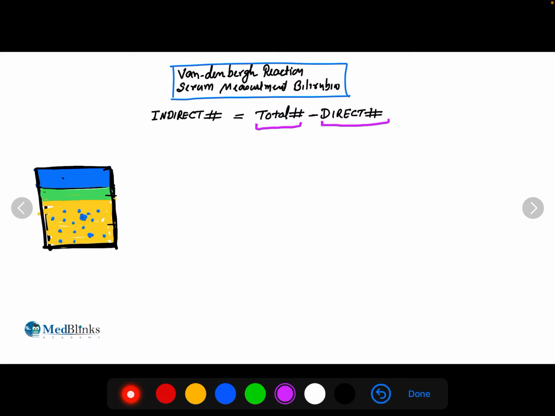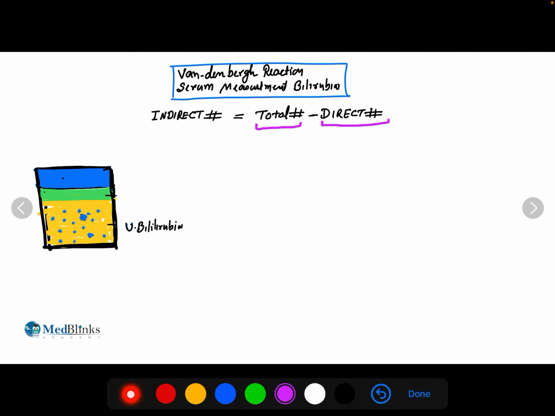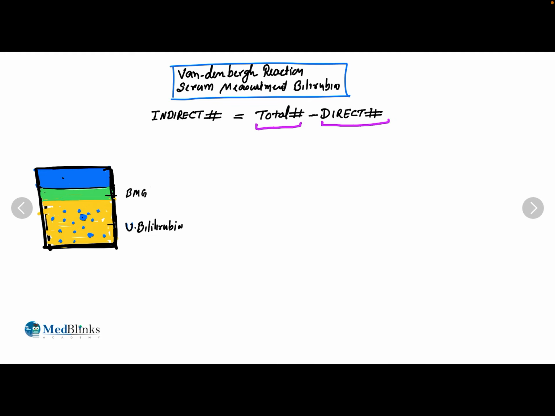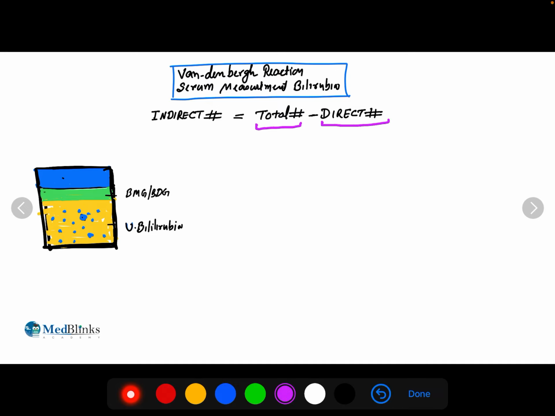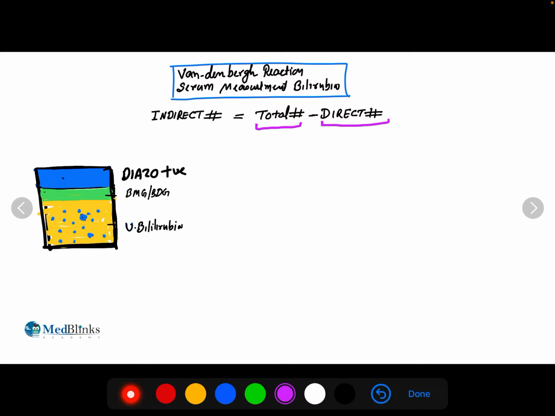Suppose this is your serum, and the components of bilirubin in your serum, you are well aware now, are that the major component is unconjugated bilirubin, which forms the major fraction, followed by a very small fraction of conjugated bilirubin, that is bilirubin monoglucuronide and bilirubin diglucuronide. There is a third component, which is diazopositive compounds, and these diazopositive compounds are not bilirubin, but they are significant when we study the Van den Bergh reaction.